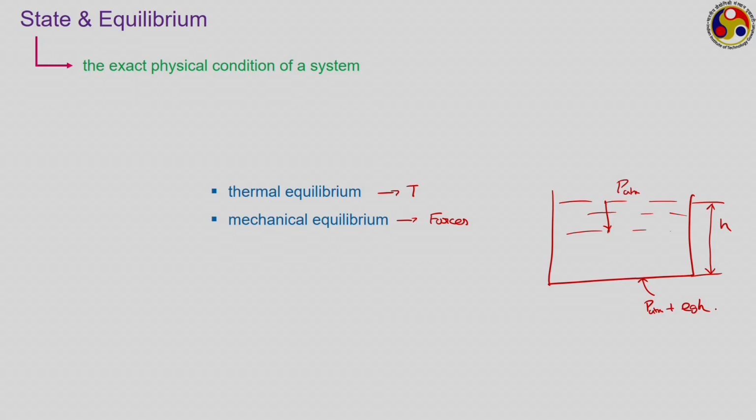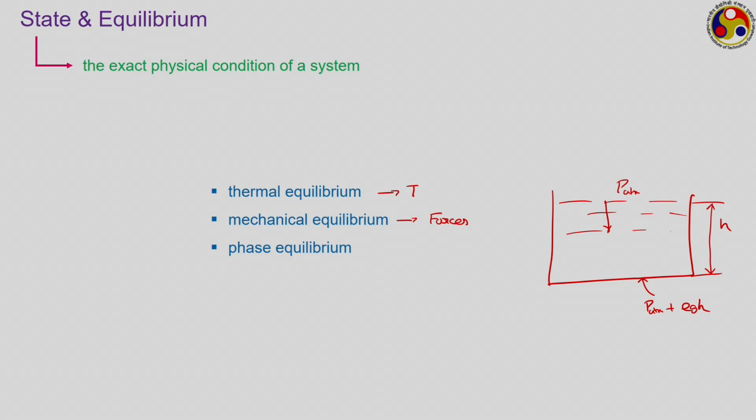Now, as the pressure is changing in the vertically downward direction, is the system in mechanical equilibrium? Probably it is, because here there are no unbalanced forces. The gravitational force is being balanced by this pressure distribution, and that is why the system is in mechanical equilibrium.